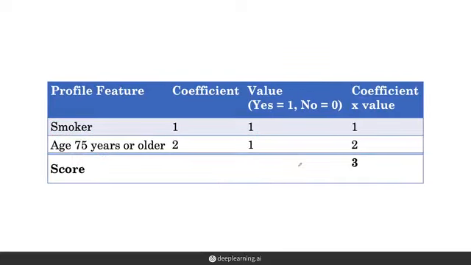Let's make this prognostic model a little more interesting. Let's say being over 75 is twice as risky as being a smoker, and we wanted the model to give twice as much weight to the age as to being a smoker. Then we can assign a weight, or here a coefficient, to the smoker feature of 1 and to the age feature of 2. Now we could multiply these coefficients by the value to get the contribution of each of the features, of 1 for being a smoker and 2 for being over 75, for a total risk score of 3.